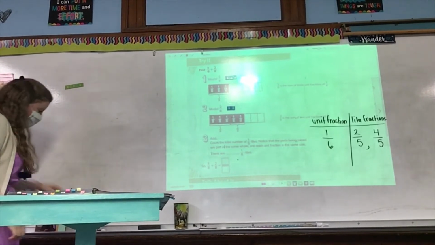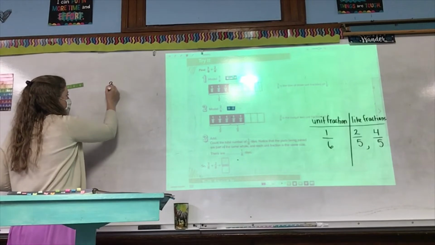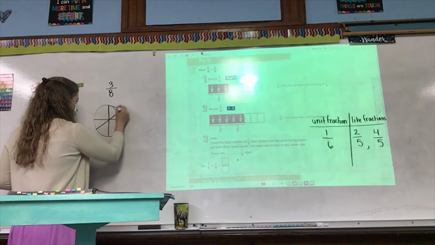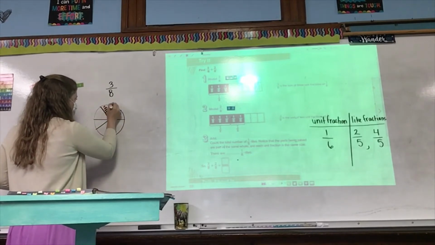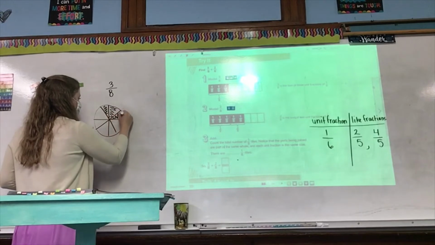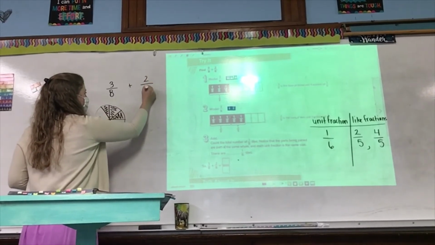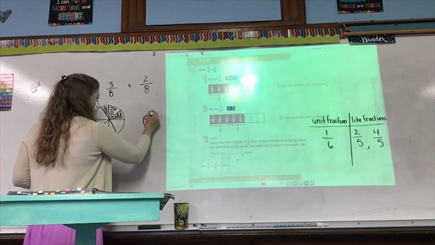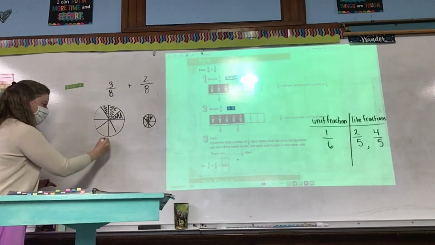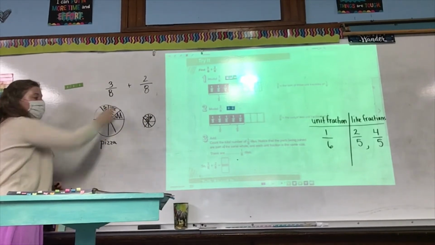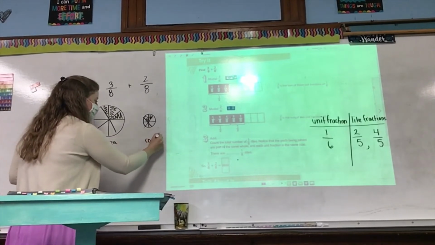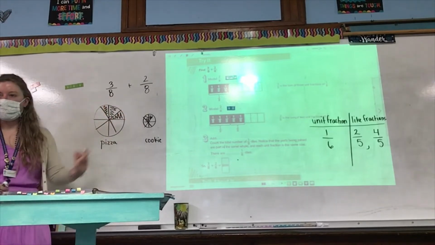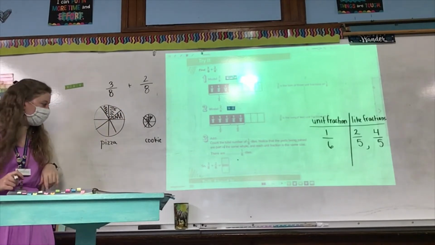I couldn't do 3/8 of a pizza and add it to 2/8 of a cookie, because do those pieces, these little fractions, do they represent parts of the same whole? Class? No. So I can't add these together because there's no such thing as adding pizzas and cookies.